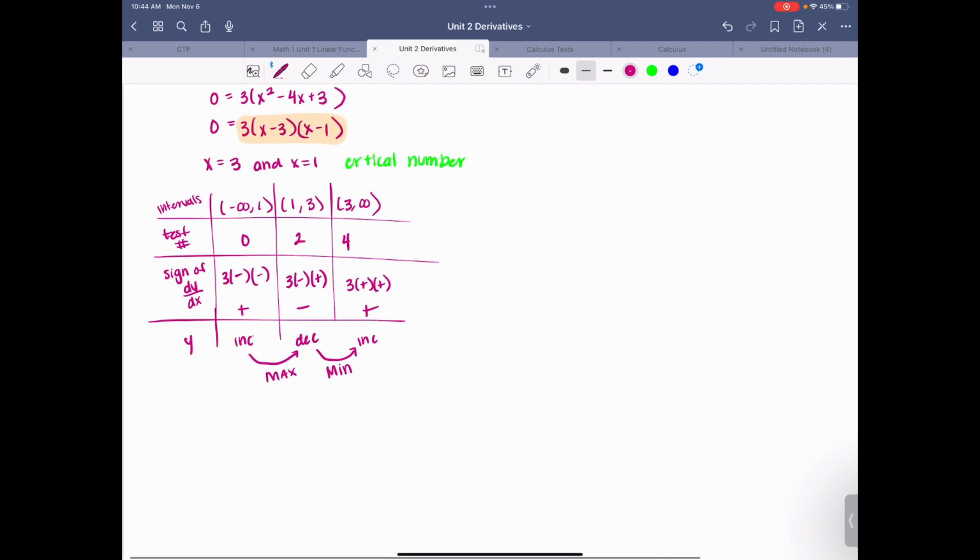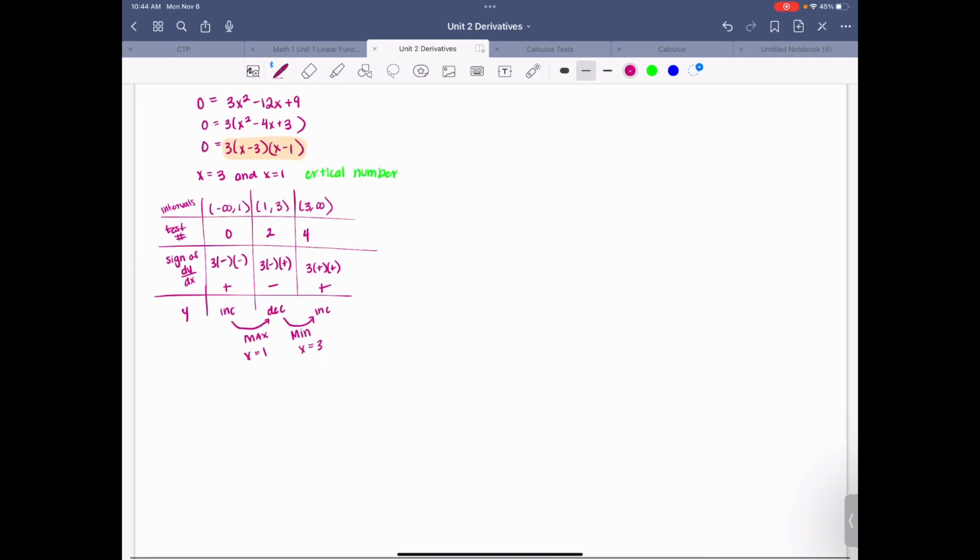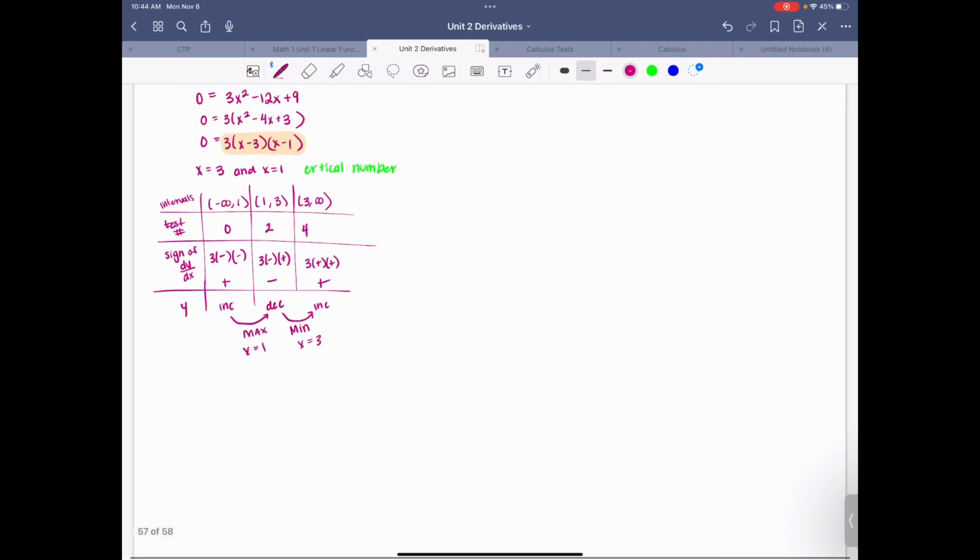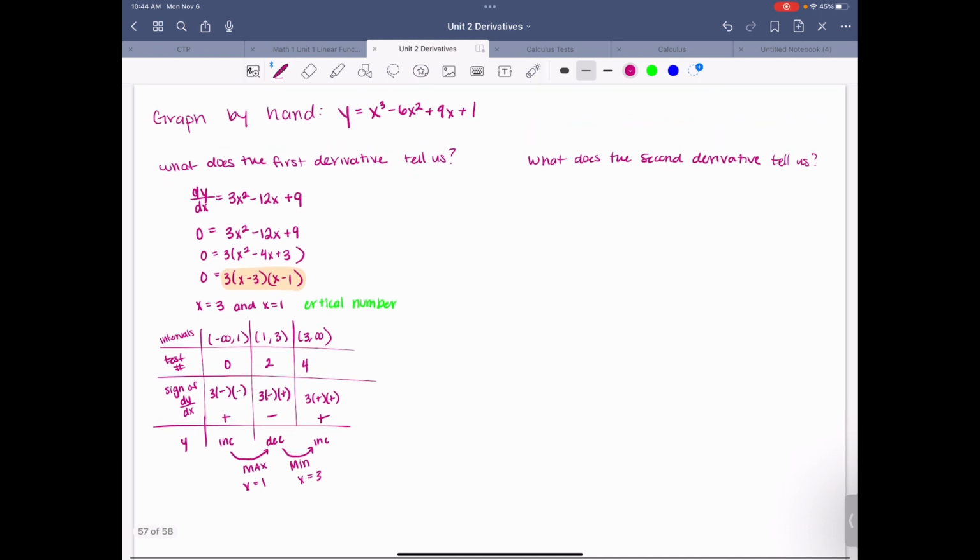So I've identified that we have a max at x equals 1 and a minimum at x equals 3. I don't know those y values. To find those y values, I would have to go back and plug those into my original function.